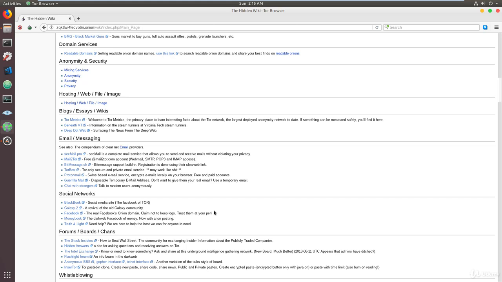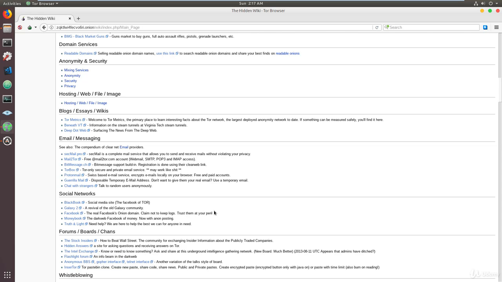All right. So essentially what's happening here is Facebook has their own dark web Facebook link, and they claim not to keep any logs of your activity. And there's a small disclaimer telling us to trust Facebook at our own peril. Right? So make sure you really understand what that means.